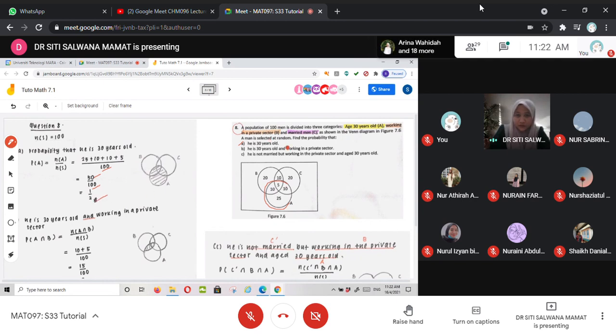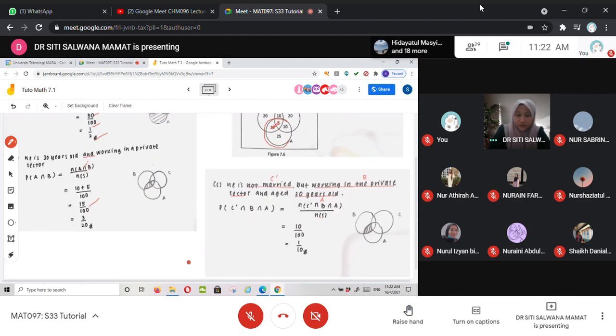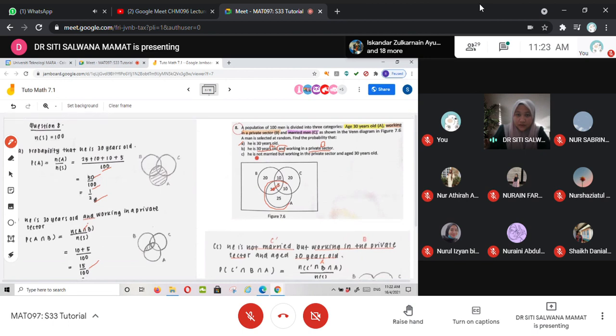So yang ni dia kata, this is event A, and then private sector is event B, so that usually A intersect B lah. So A intersect B dekat sini, these two. So you dapat 15 over 100. So lastly dia kata he is not married. C is a married man, but for not married usually C complement lah, which is C prime. So C prime kat sini, all this.